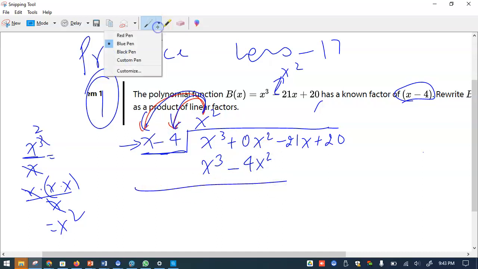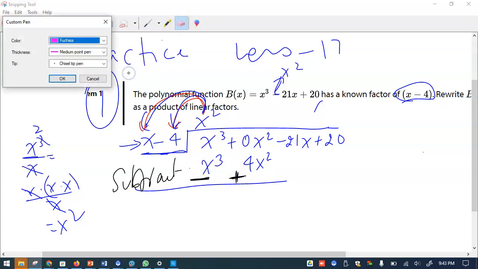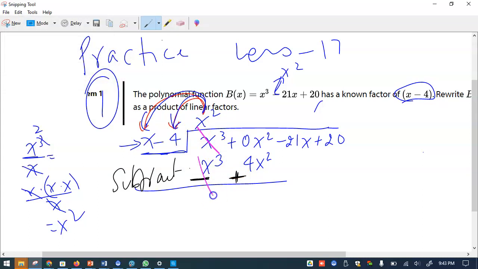When you subtract, you change the signs. There was a plus, so no more plus, you just change it to minus. There was a minus, and this minus changes to plus. So I'll take this off, and this is how it is. You can see x cubed and minus x cubed cross out, and plus 0 doesn't matter. So what is left is plus 4x squared.